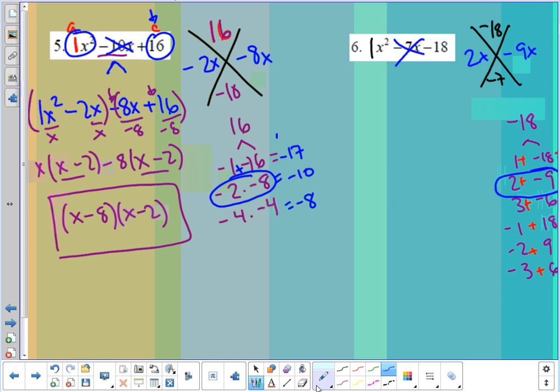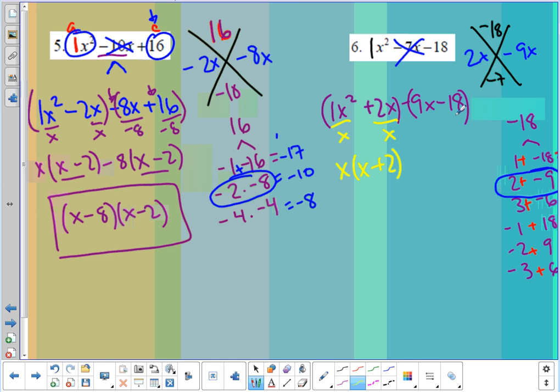So I split my middle. The middle is now going to look like, let's do this one, 1x squared plus 2x minus 9x minus 18. And I group and take out the GCF. So when I take out the GCF, I can divide this one by x. So I have an x out front, which leaves me with x plus 2.